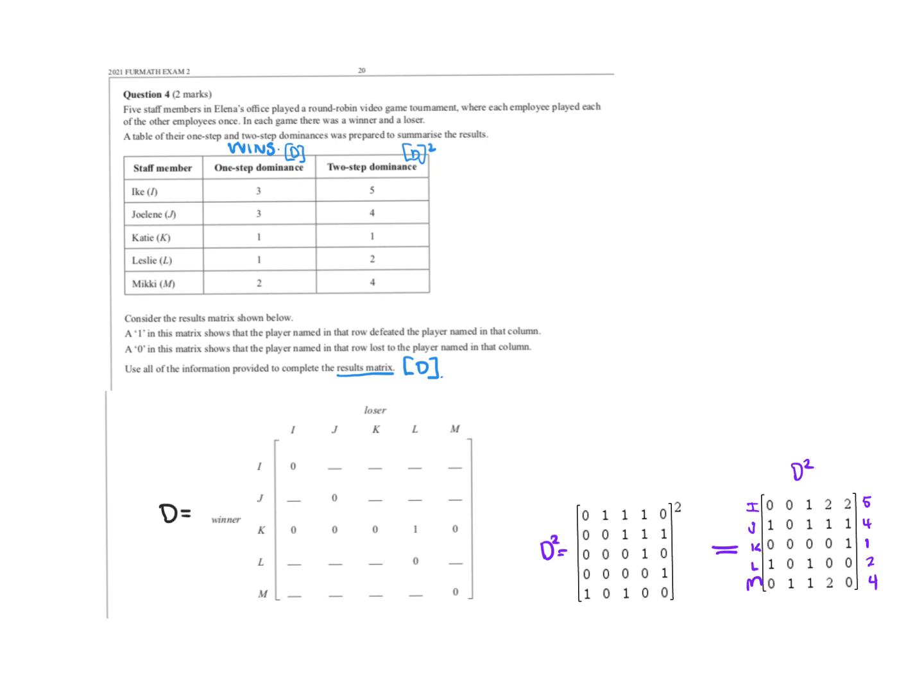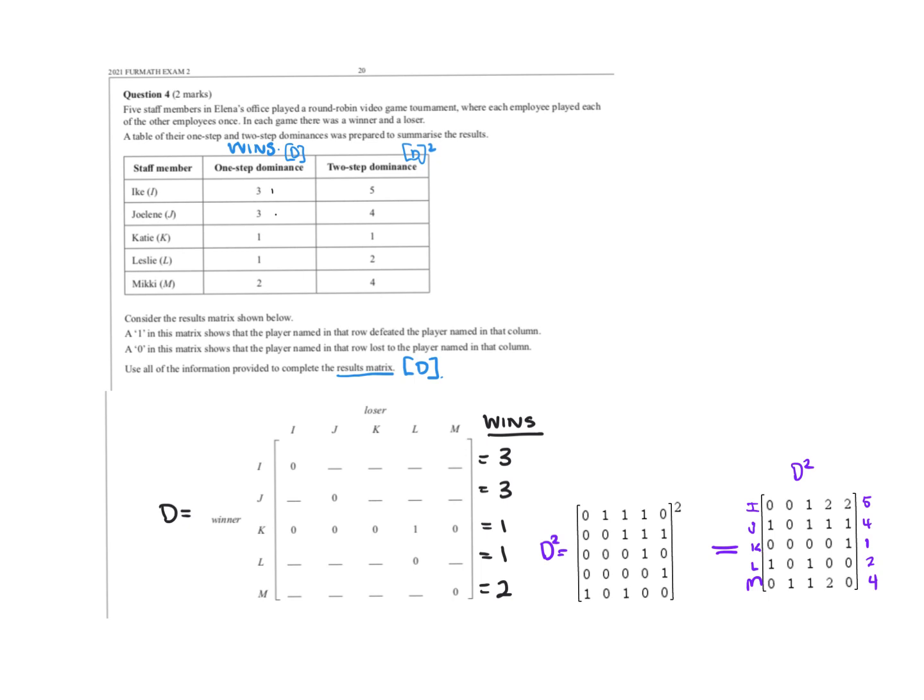All right, so what would help is that when you add up all the rows, you want the wins. And we can see up here, we have the wins. So Ike should add up to 3. Jolene should add up to 3. Katie should be 1, which we've already got there. And Leslie should be 1. And Mickey should be 2. Okay, so if we go through and we go through a certain thing.